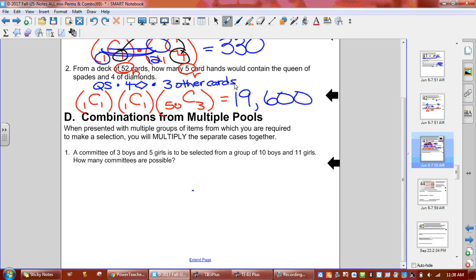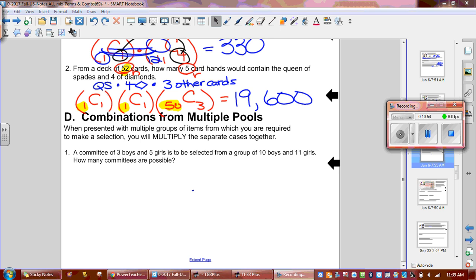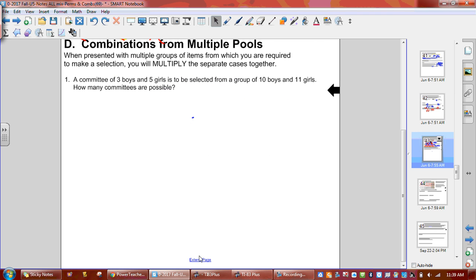Okay, carrying on with our example. It says combinations from multiple pools. When we are presented with multiple groups, so we have lots of groups, we have to multiply the separate cases together. Okay? Now, in the fundamental counting principle, we multiplied our choices, but then we would add each case together. In this case, we're not going to add our cases together, we're going to multiply our cases together.